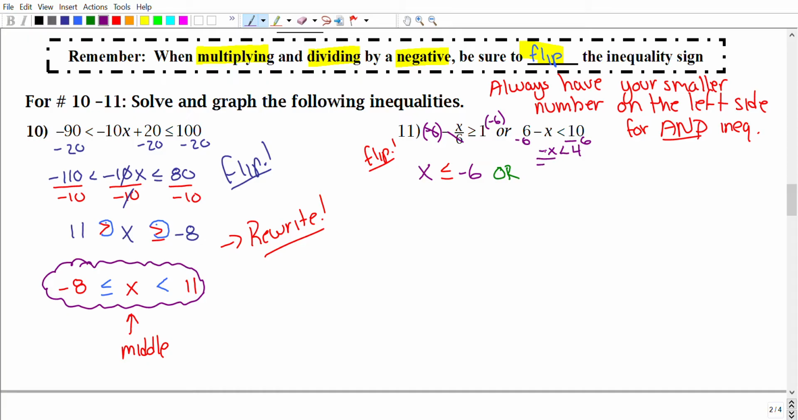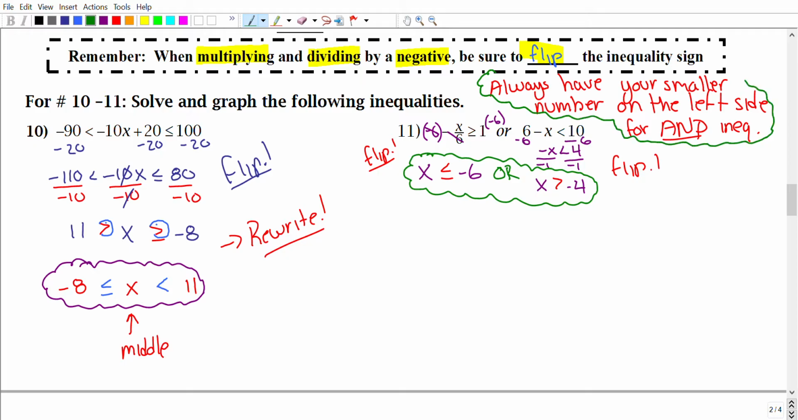Then we have to divide by negative 1. Once again, I'm dividing by a negative, so I'm going to flip. So my answer is going to be x negative 4. But since I flipped, this is now going to be an x is greater than negative 4. So my answer now. Okay. And even for this, so you can extend this right here, guys.